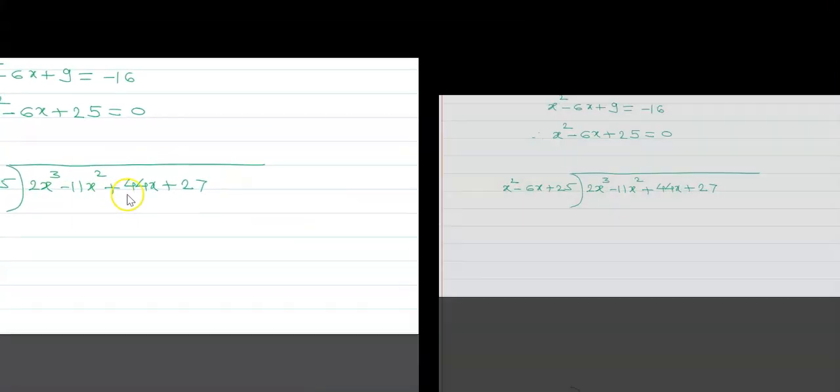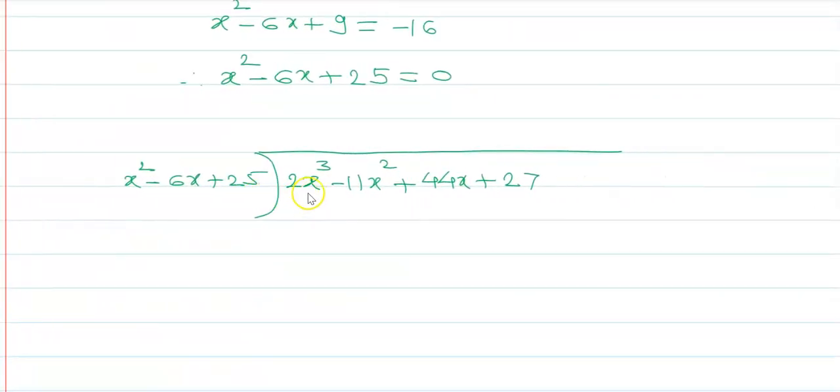dividend by this divisor, consider the first term. Here is a 2x cube. To get the 2x cube, by which term I should multiply this polynomial so that I will get the first term as 2x cube? And that is nothing but the 2x. प्रत्येकदा हे पहिलं टर्म आणि हे पहिलं टर्म या दोघांचा विचार करायचा. या एक्स स्क्वेअरला कशाने मल्टिप्लाय केल्यानंतर मला 2x क्यूब मिळणार. दॅट इज अ 2x.